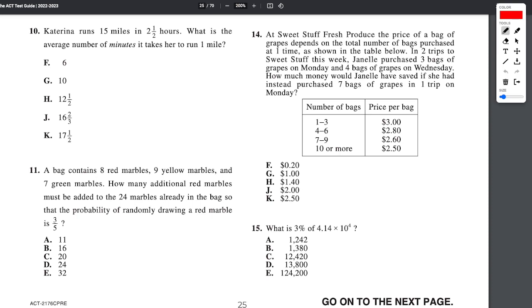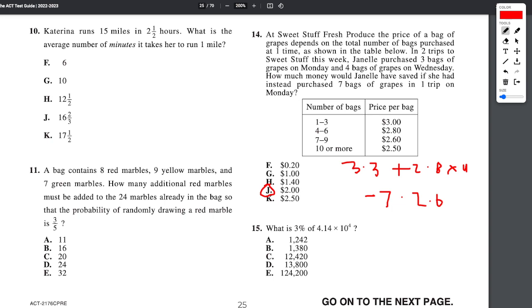So, if she had purchased 7 bags on Monday, let's compare. She purchased 3 and then 4, and this is the price per bag. The total amount she spent for the 2 trips was 3 times 3, the price per bag, plus, for 4 bags, 2.8 times 4. And then we're going to subtract the money she could have spent, 7 times 2.6. So 3 times 3 plus 2.8 times 4 minus 7 times 2.6 comes out as 2.14. That is J.